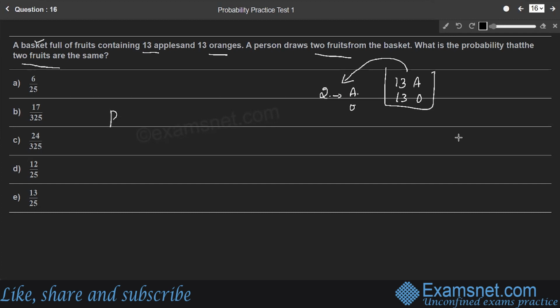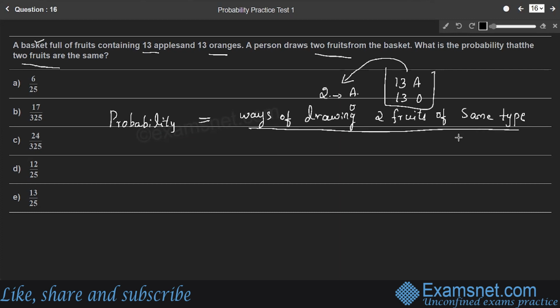For that, we'll consider the required probability is equal to, right? So ways of drawing 2 fruits of the same type. Here, the favorable outcome is 2 fruits of the same type, divided by total ways of drawing 2 fruits out of the total number of fruits, which is 26. Total ways of drawing 2 fruits out of 26 fruits.